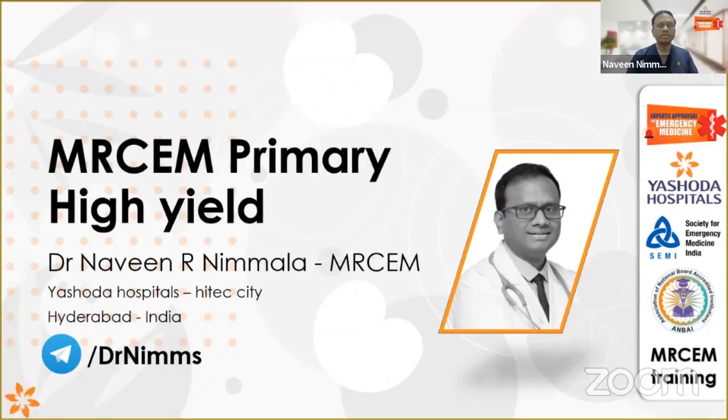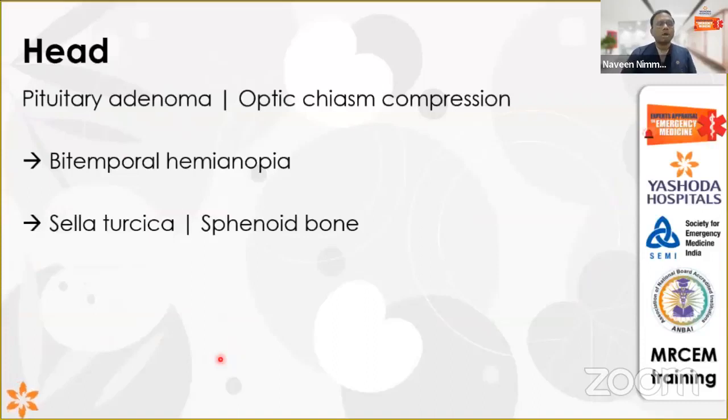They will ask you, there has been some pituitary adenoma in somebody. Now the optic chiasm is getting compressed. What kind of symptoms can the patient have? When the optic chiasm is compressed, they will have bitemporal hemianopia. And where is this pituitary located? The pituitary is located in the sella turcica, and again in which bony part? That's the sphenoid bone. So they can ask you the location or the bone name.